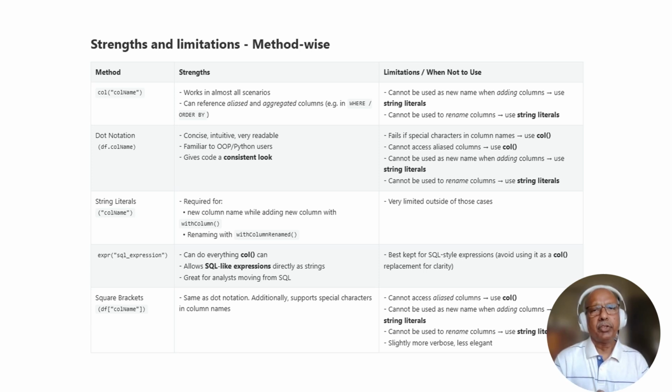Coming to the expression function. Expression function can do everything that a column function can do. However, I believe that the intended purpose of expression function is to execute SQL-like expressions. So it is best to keep it for its intended purpose and avoid using it as a substitute for column function. Lastly, let us look at square bracket notation. It can do all the things that a dot notation can do, except that the square brackets notation is verbose.